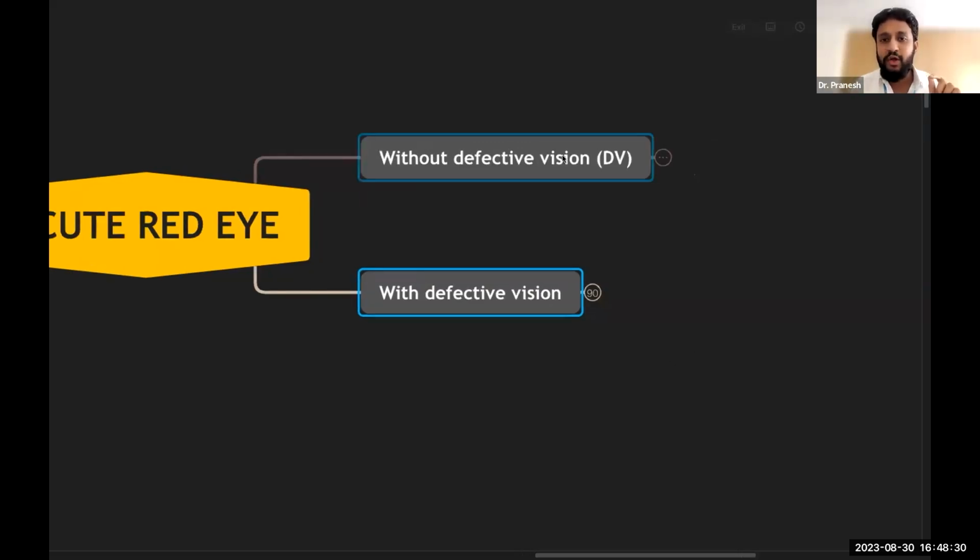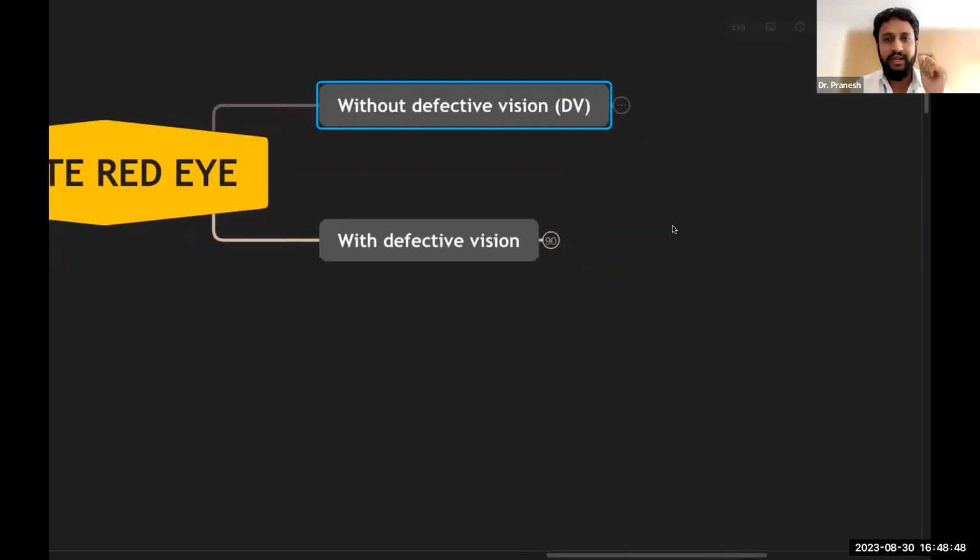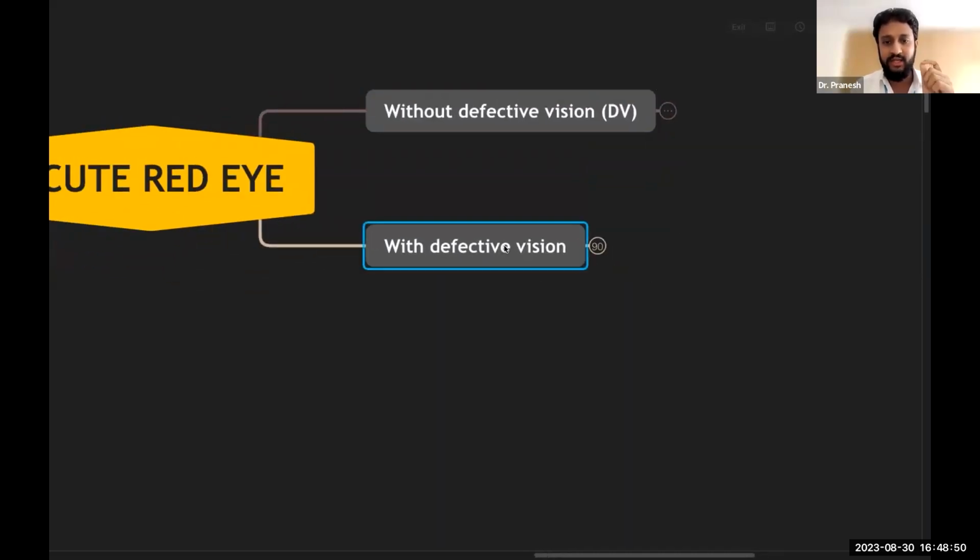If the patient does not have a defective vision, which means that you can try to treat the patient. There is an exception. We'll come to that in a minute. But an acute red eye without defective vision, you can still wait. You can treat by yourself without referring the patient to the other bigger center. But what needs referral is going to be this: an acute red eye with defective vision.